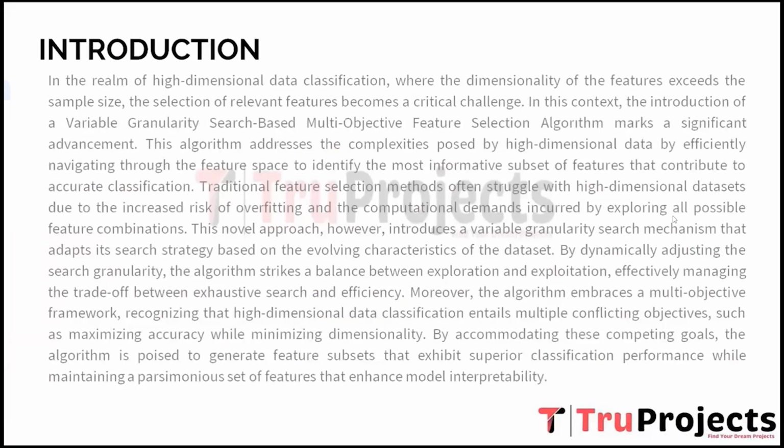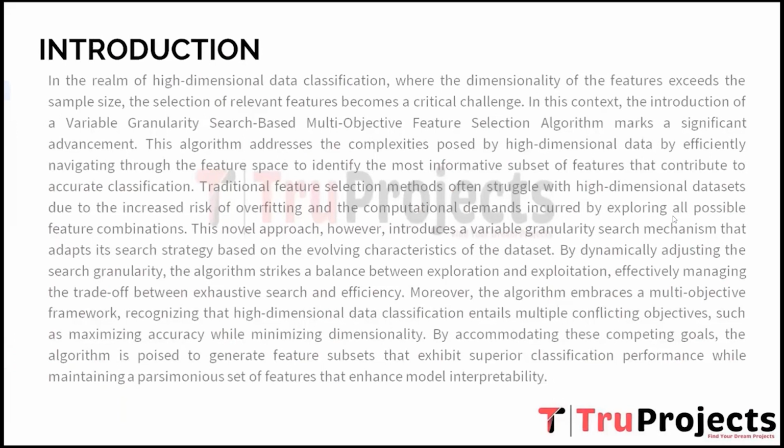This introduction sets the stage for an in-depth exploration of the variable granularity search-based multi-objective feature selection algorithm. Through its adaptive search strategy and multi-objective framework, this algorithm offers a promising avenue to address the challenges associated with high-dimensional data classification, propelling the field towards more effective and efficient feature selection techniques. As we delve into the mechanics and outcomes of this algorithm, we uncover its potential to revolutionize the way we approach classification tasks in complex, information-rich datasets.